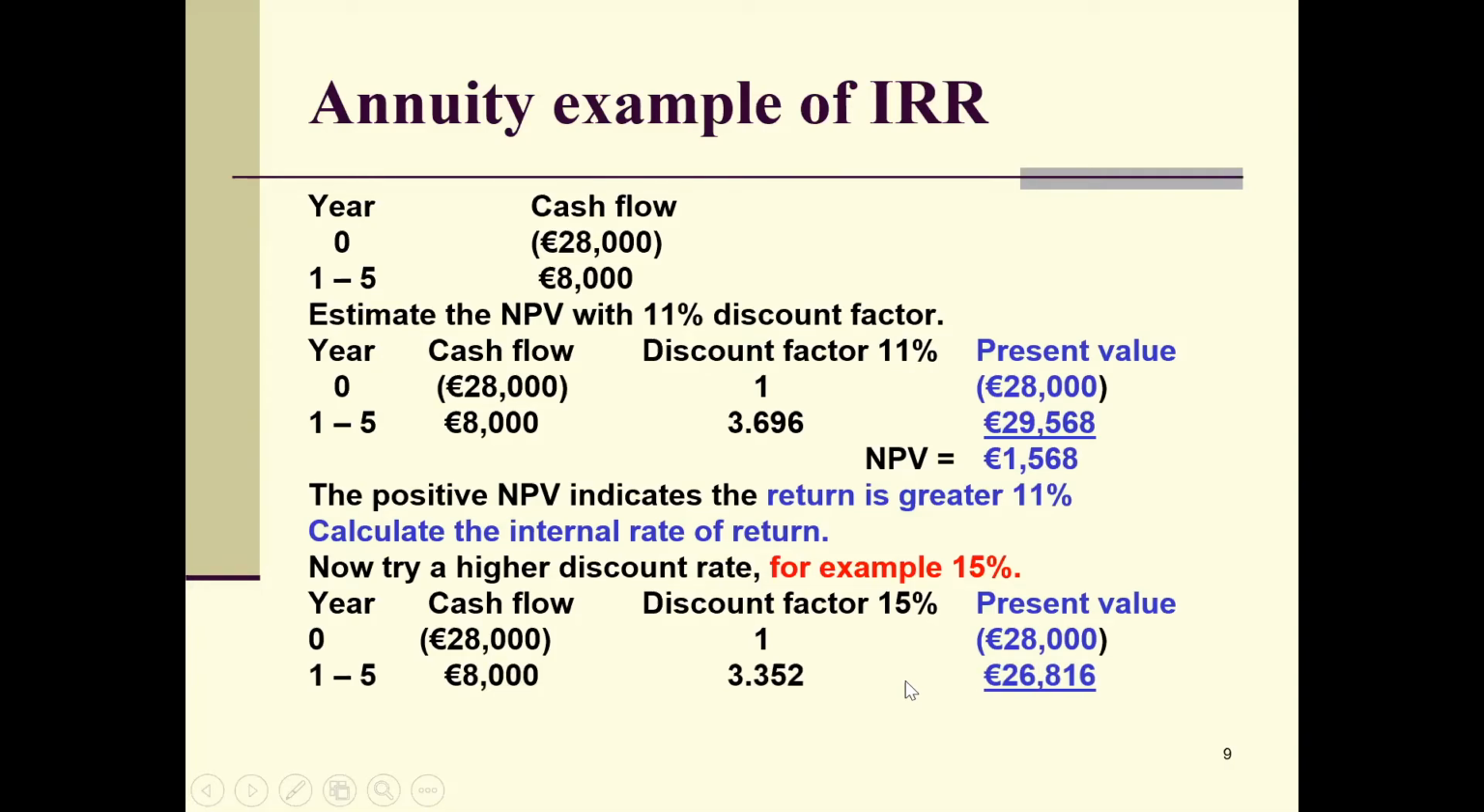That means I go to a set of tables. Notice what happens. If you choose 11%, I get 3.696. If I choose 15%, I get 3.352. So the higher the rate, the lower the discount factor. All that does is reduce the value of the present value. The higher the rate, the lower you'll end up with a present value. It actually turns out to be a negative score for me.